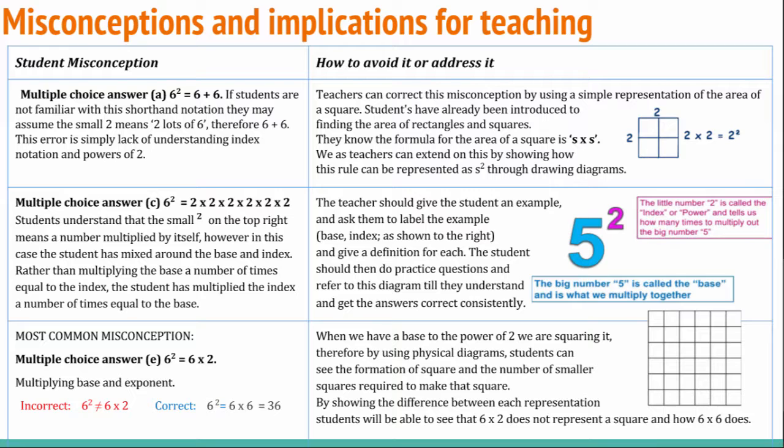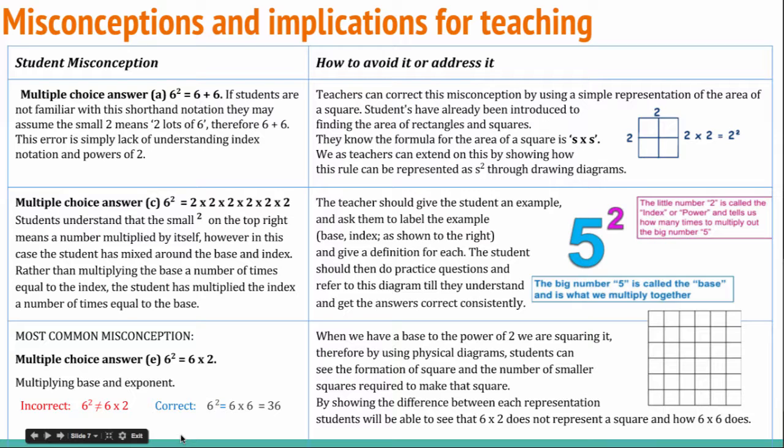S squared. The second student, as we can see here, answered multiple choice answer C, saying 6 squared is equal to 2 multiplied by itself 6 times. This misconception may not be as common as the others, but still can occur. In this case, the student has understood that the small 2, our index, on the top right means a number multiplied by itself. However, the student has mixed around the base and index. Rather than multiplying the base a number of times equal to the index, the student has multiplied the index a number of times according to the base.